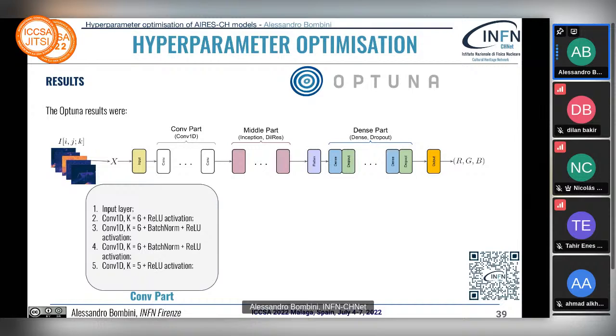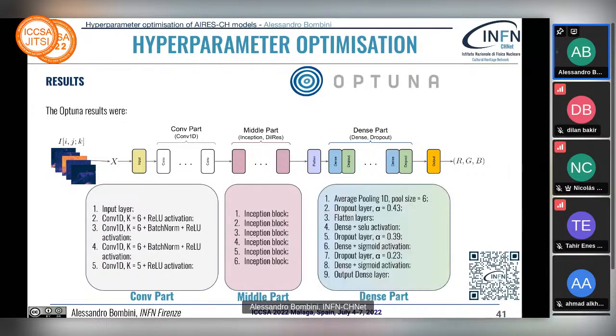The results of all the trials were that the best performing model has four convolutional layers, six inception blocks, and four couples of dropout and dense layers, with a certain learning rate, and the binary cross entropy was 0.59.